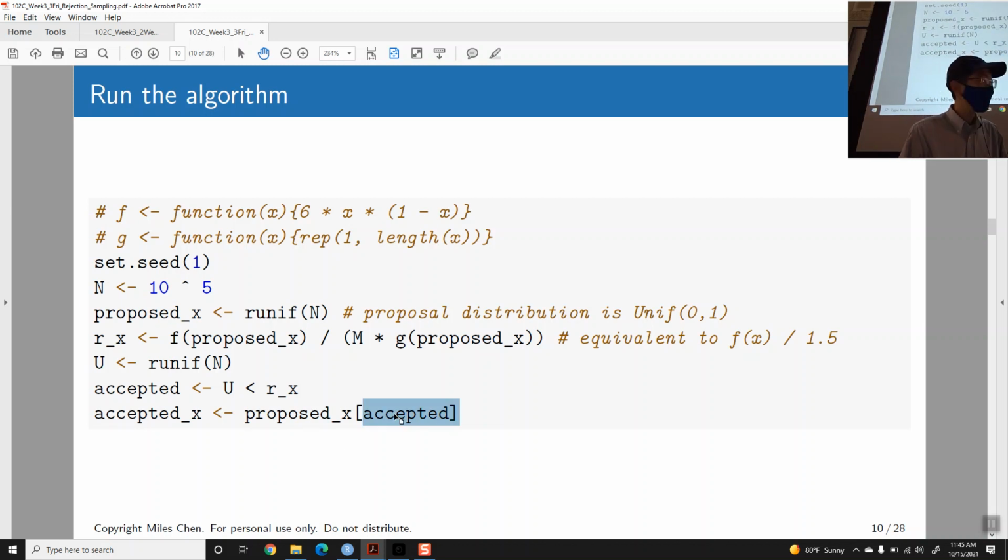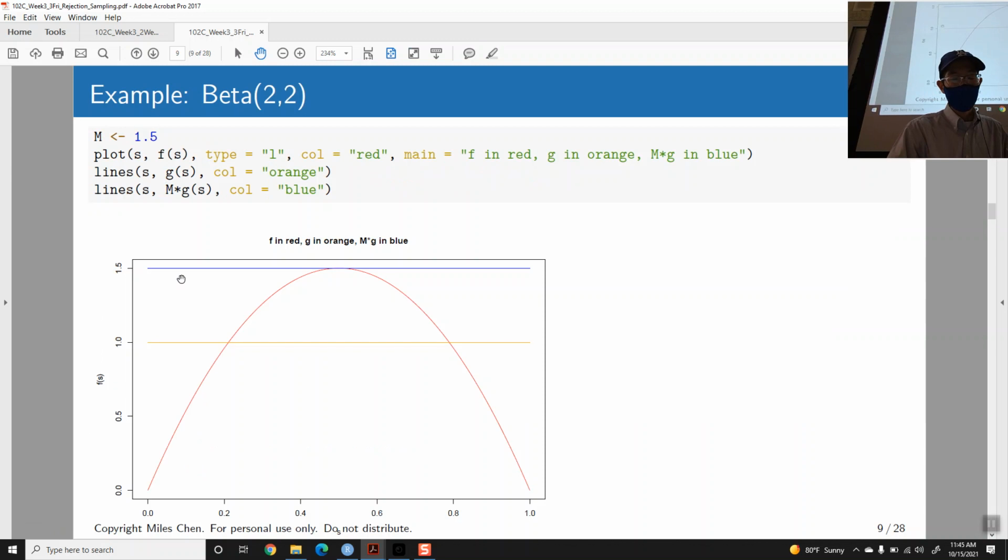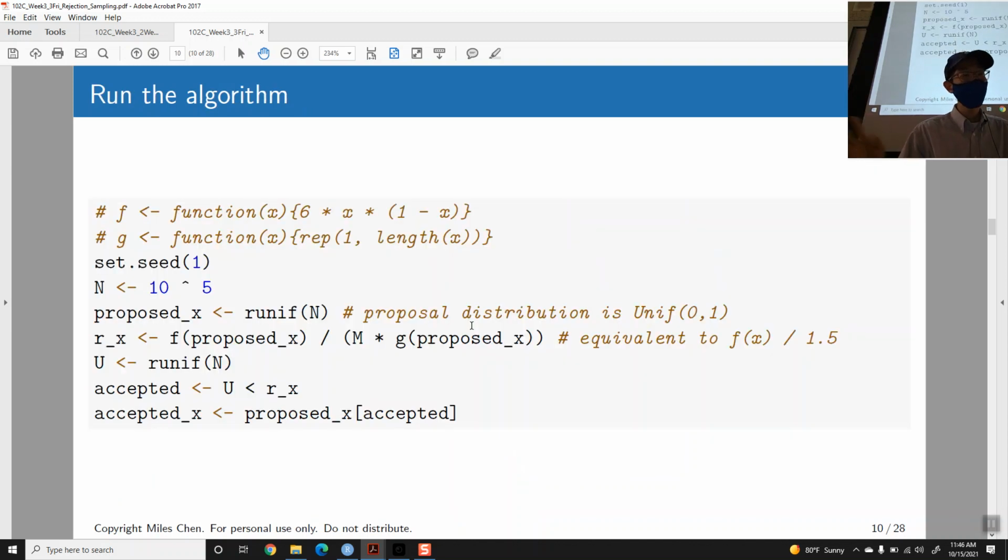I'm going to subset only the accepted ones. So the accepted x is going to be a lot less than how many I originally generated. I generated 100,000, okay? And I'm only going to keep basically this portion here. I'm going to throw away this stuff. I'm going to throw away probably around 1/3 of my values. So out of 100,000, I'm probably going to keep something around 66, 67,000.